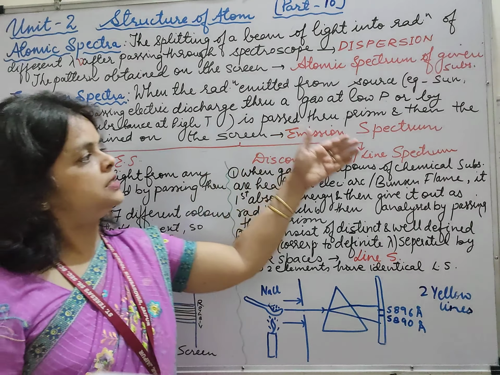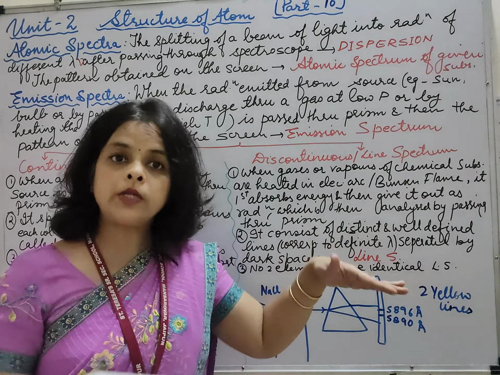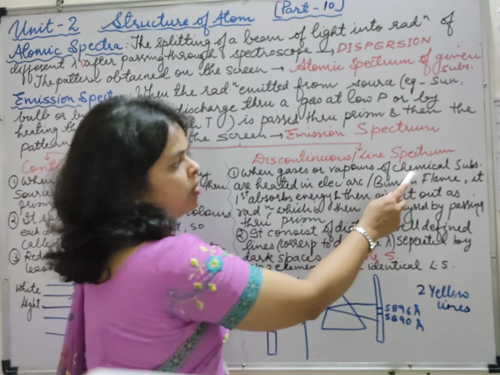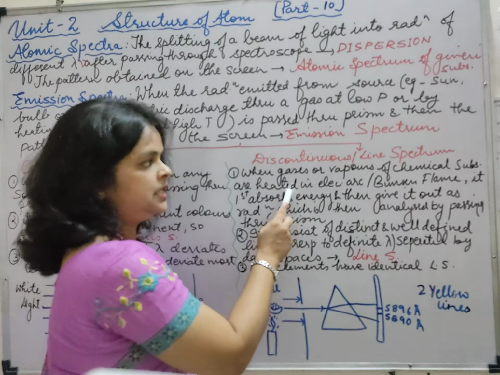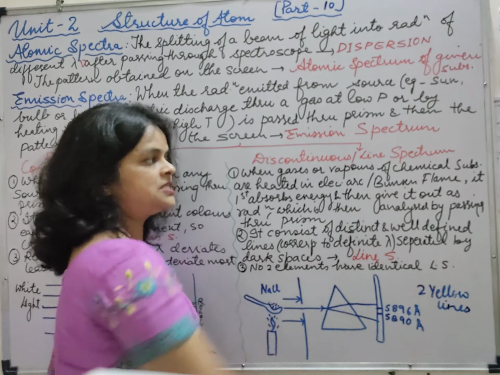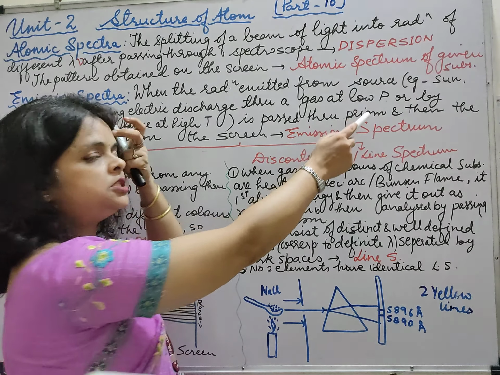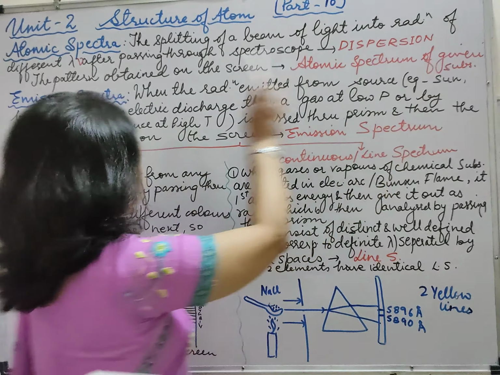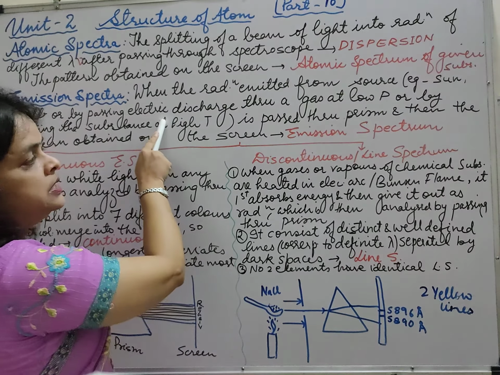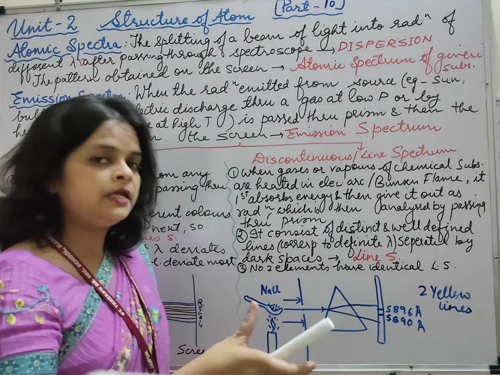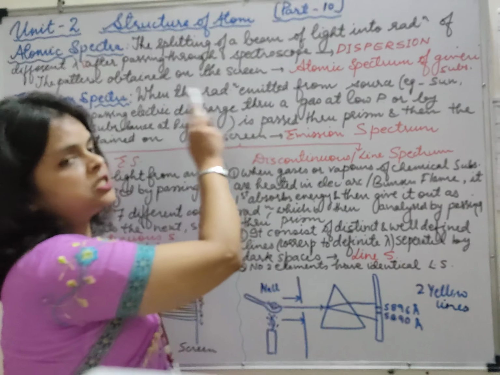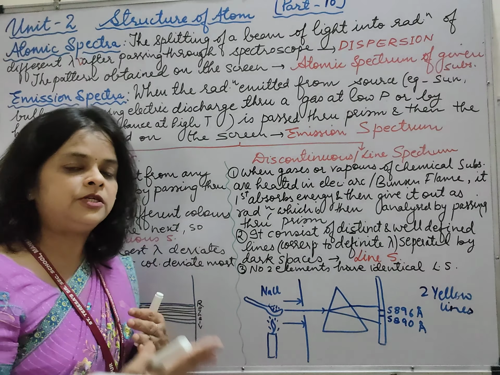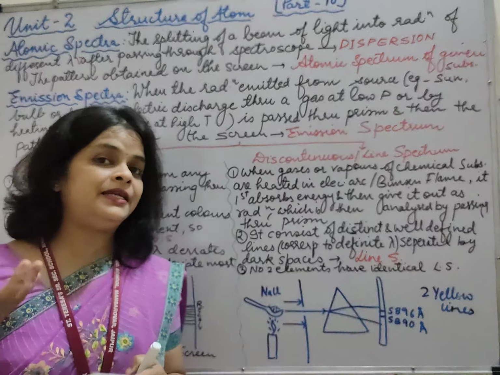Now, discontinuous or line spectrum. When gases or vapors of a chemical substance are heated in an electric arc or Bunsen flame. See students, in the definition of emission spectrum, we had written four types of sources. First one was sun, bulb. Second one was discharge tube, in which हमने क्या लिया था? गैस at low pressure and electric discharge हमने वहाँ पे पास किया था. ट्यूब के अंदर गैस है, लो प्रेशर पे मेंटेन है और वहाँ पे हमने इलेक्ट्रिक डिस्चार्ज पास किया है. That means to excite the sample.